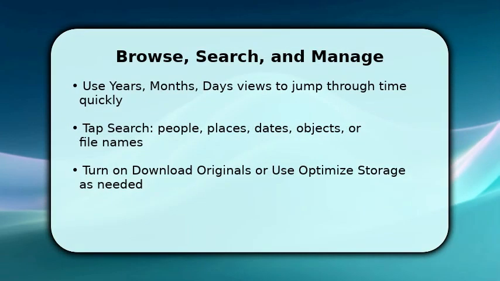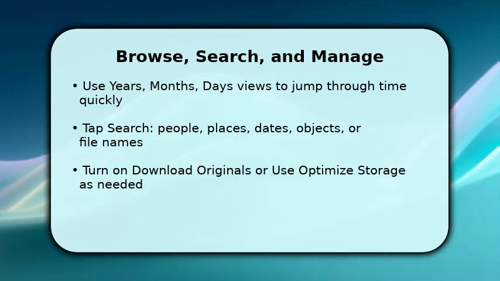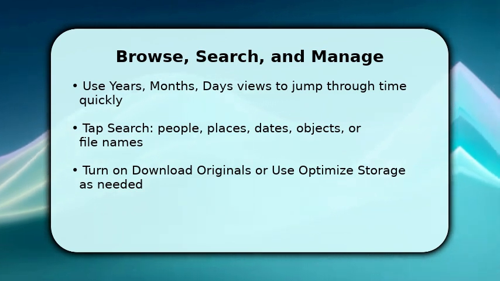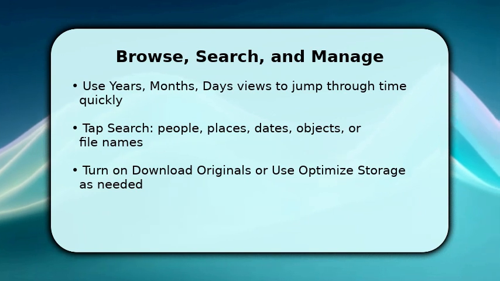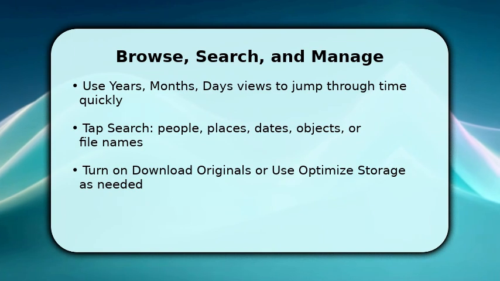Once you're inside Photos, navigate with years, months, or days to locate moments fast. This hierarchy helps narrow thousands of images. You can also tap search and type names, places, or recognizable objects. Photos uses AI to index content so you find memories without manual sorting.